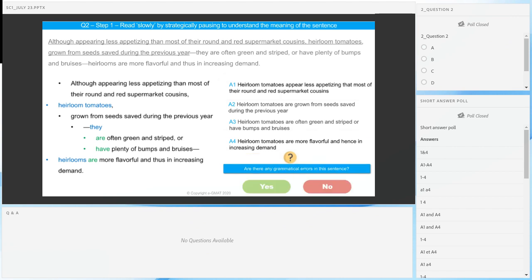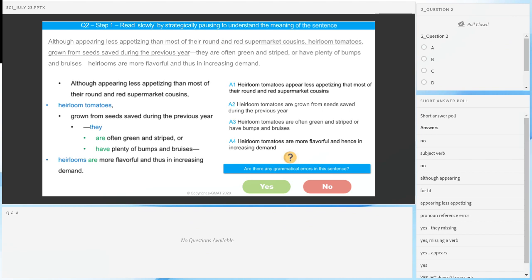Now that the meaning analysis is over, do you see any grammatical errors present in the original sentence? If you are saying yes, could you please tell me what it is? Say yes and then explain it also. Missing a verb, okay? Although appearing, I don't understand what's the problem with although appearing. Subject verb, okay? They are missing, appears, heirloom tomatoes doesn't have a verb, correct?